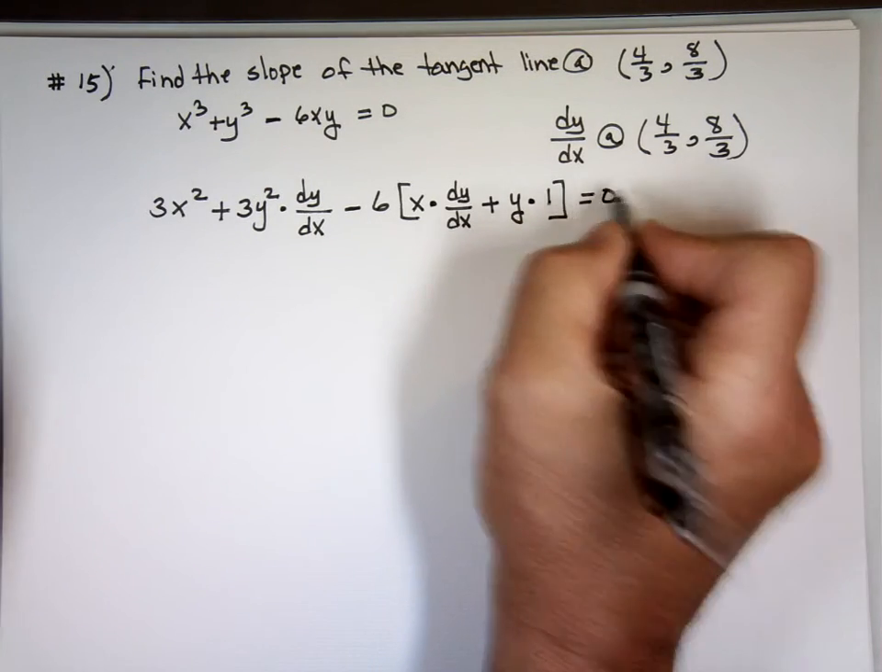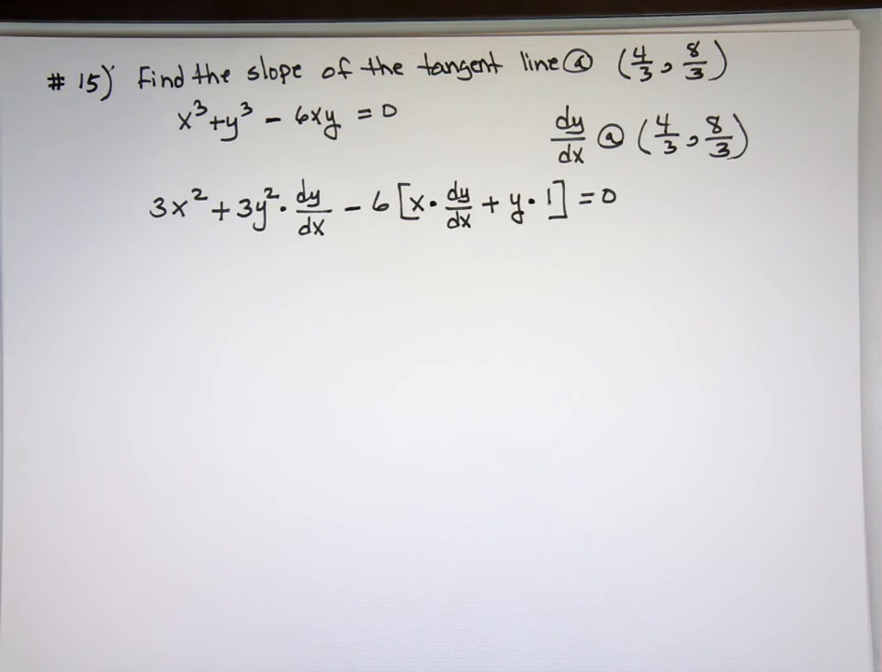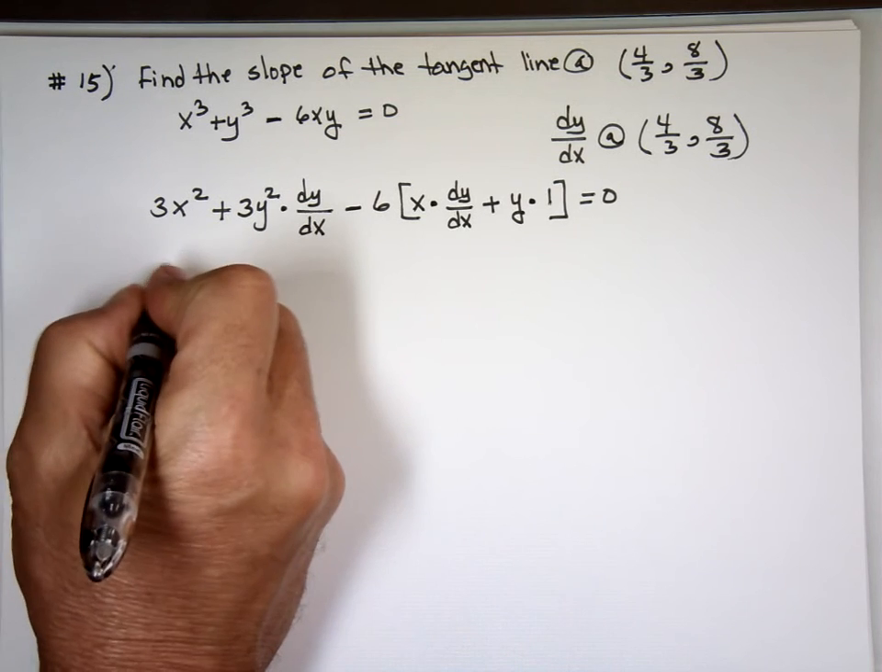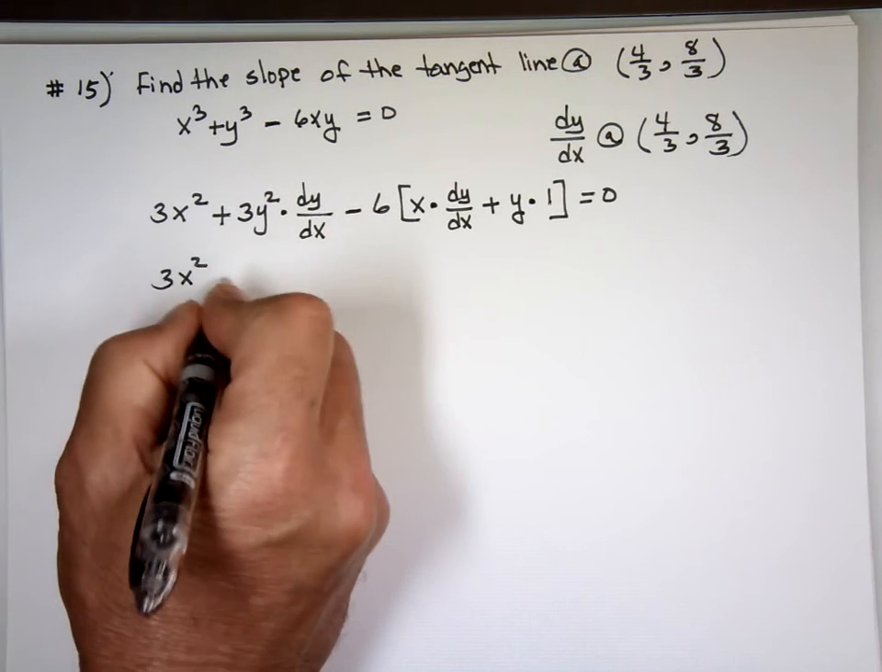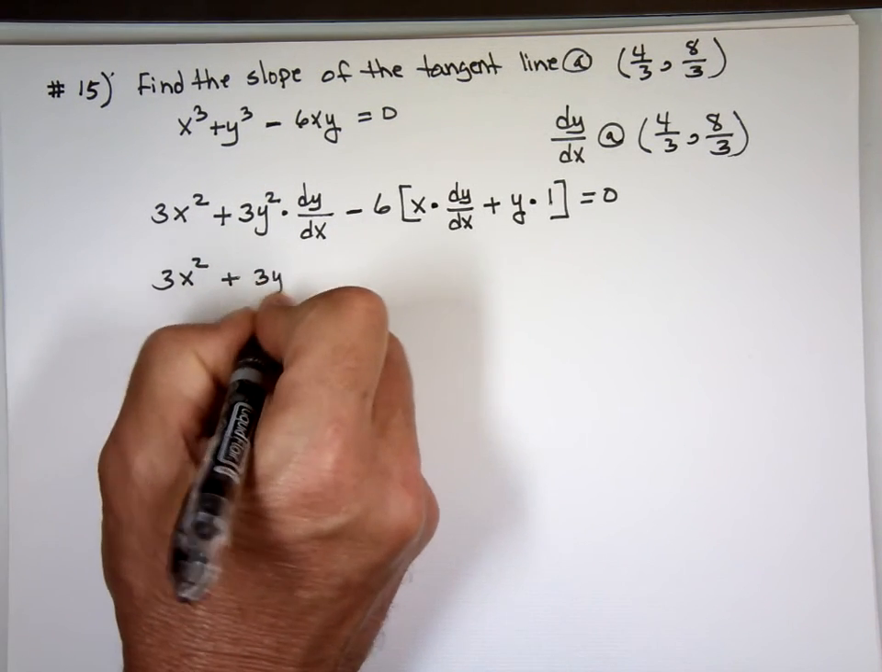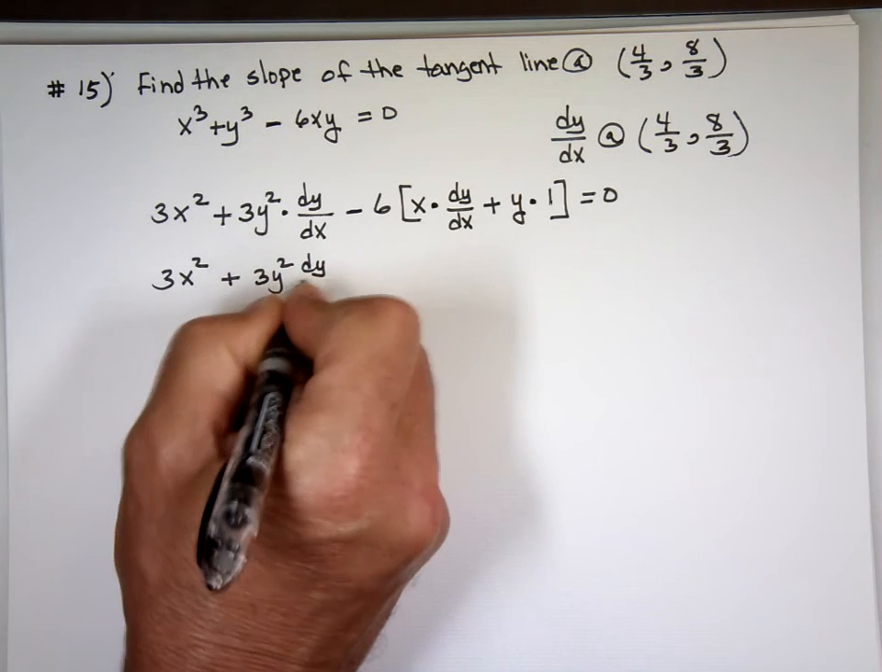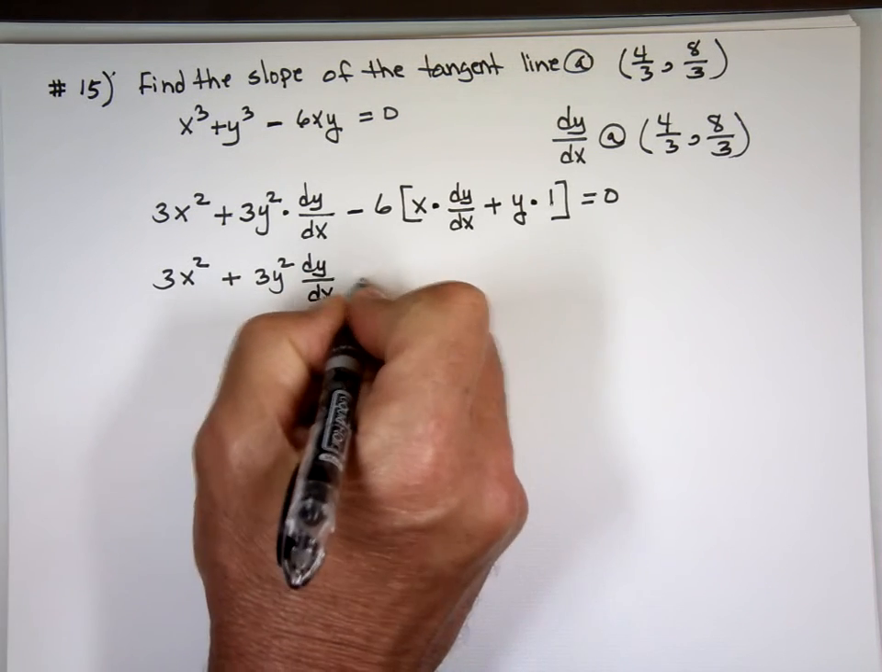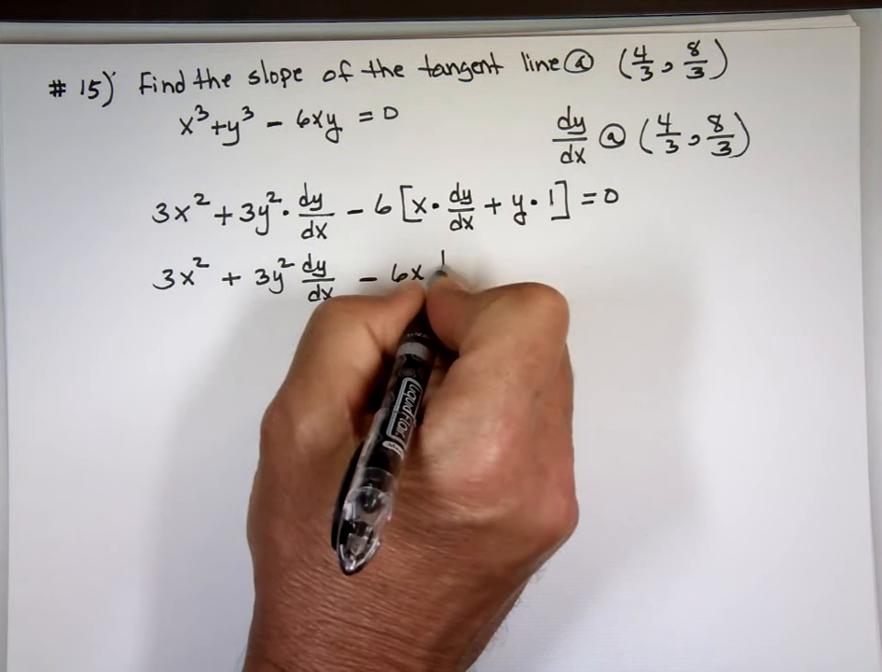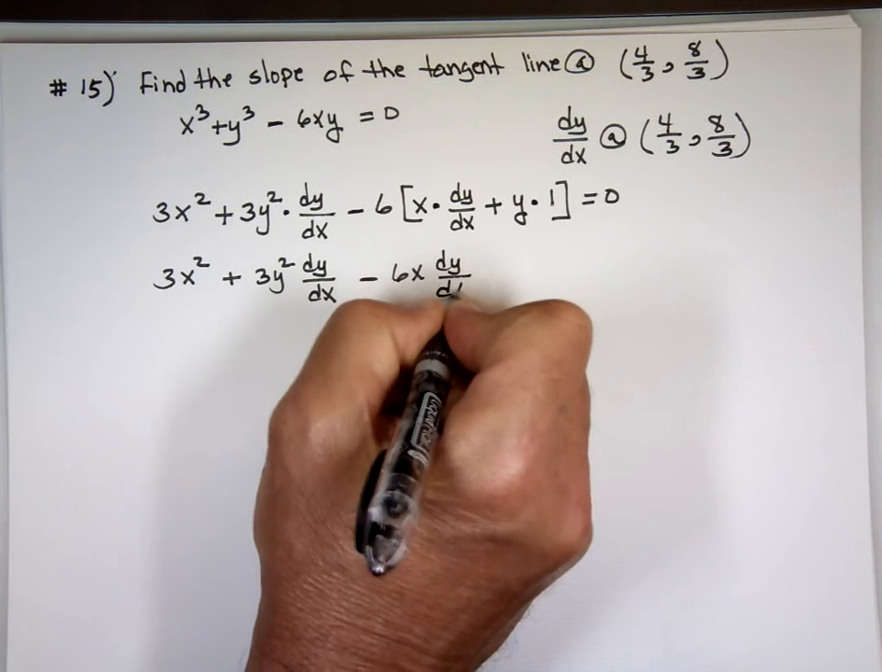I memorize the product rule that way. The first times the derivative of the second, plus the second times the derivative of the first. I find it easier than f times g prime plus g times f prime. This will be 3y squared dy dx. This will be minus 6x dy dx, minus 6y.